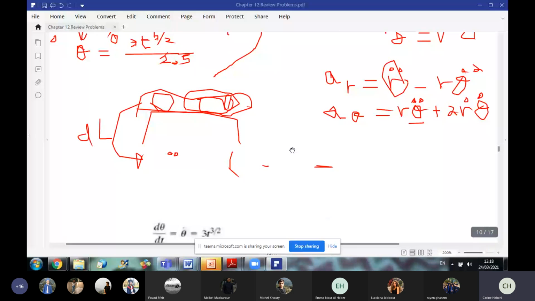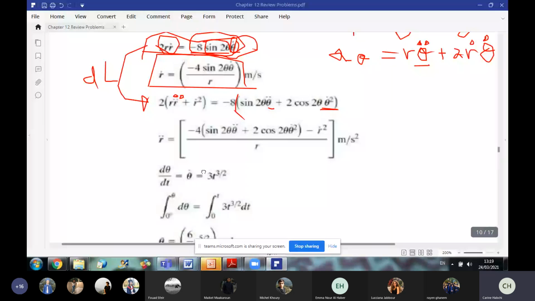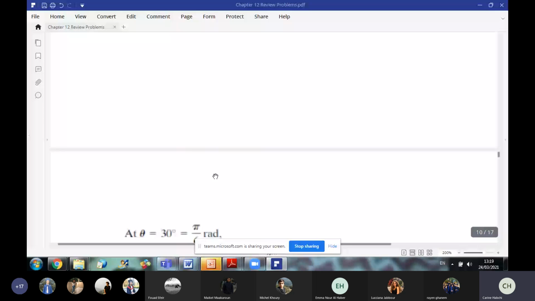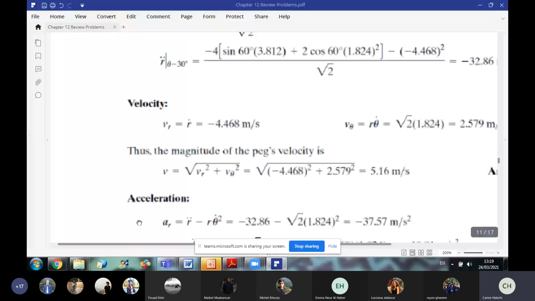So first, after calculating r double dot, we can replace and find the expression of theta and theta dot. Then we can replace into the equations and we get the value of all the variables needed: theta double dot, r dot, and r double dot. Now, once all these variables are determined, all I have to do is replace into the expression of the velocity and the expression of the acceleration.